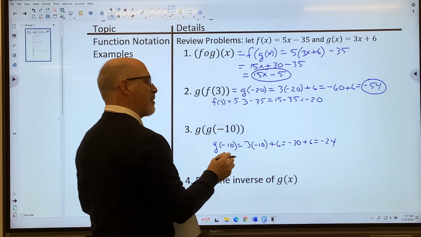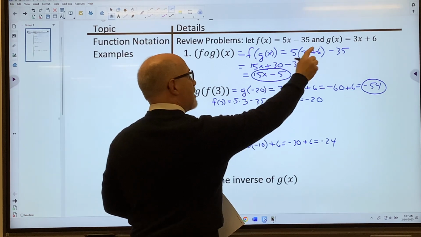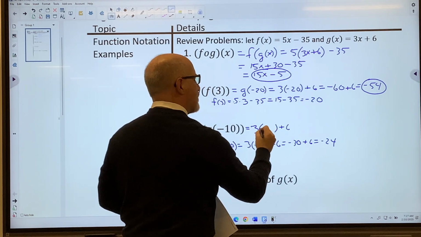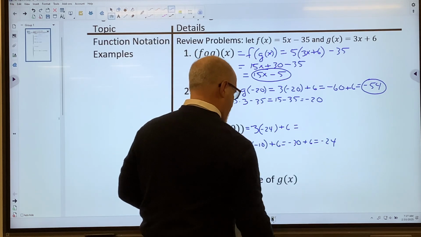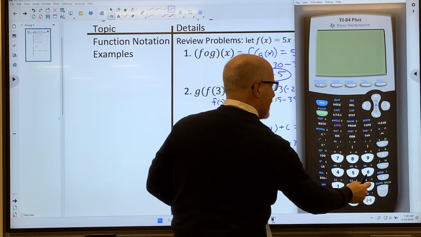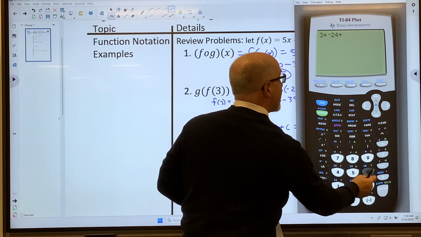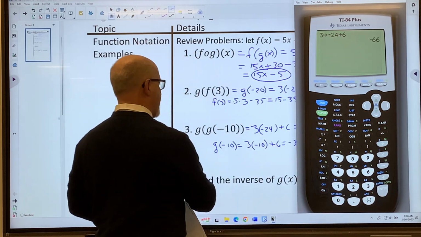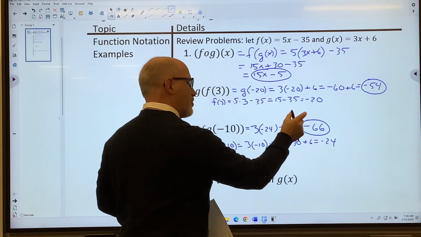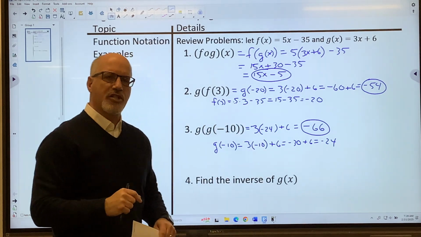Now I'm going to go back and put negative 24 in for this. So I'll get back to my g function, take out the x, put in parentheses, and put negative 24 in for the x. Now I'll go to my calculator and do 3 times negative 24 plus 6, and I get negative 66. So that's my final answer, where I took the output of g of negative 10 and made that the input back into the same g function.